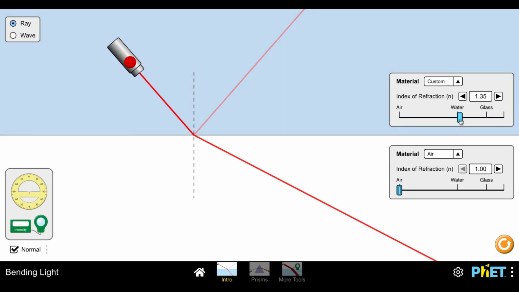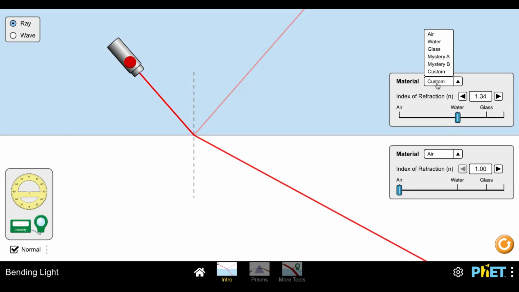All right, if my index of refraction is of water, which is 1.33, all this is saying is that the speed of light is going to be 1.33 times faster in a vacuum than in water, right?